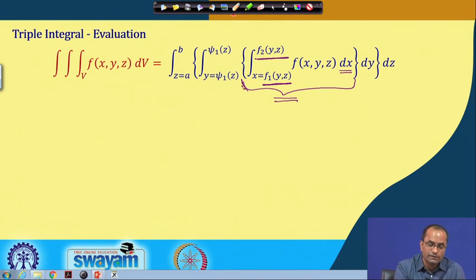So, as a result, when we integrate the inner one, we will get some function, because we have integrated over x. We will not see x anymore, but the limits can be functions of y and z, and then we will also have y and z in the integrand. So, in general, after evaluation of the inner integral, we will get a function of y and z.